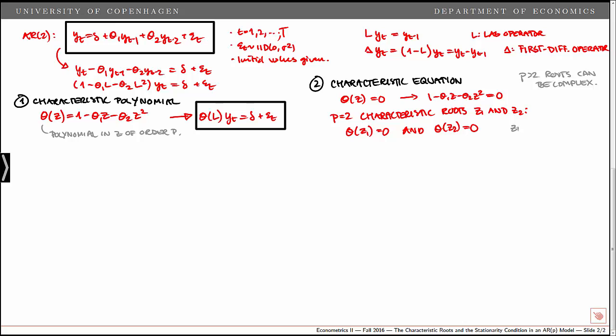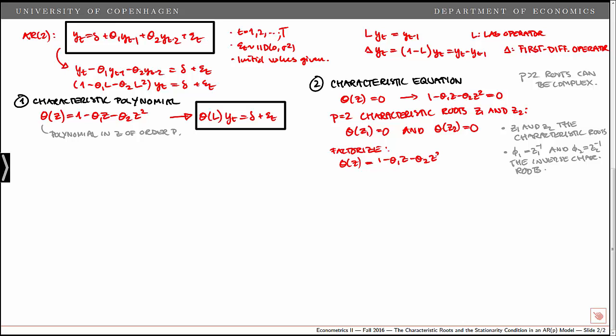Also note that we call z_1 and z_2 the characteristic roots, but we could also define phi_1, which is the inverse of z_1, and phi_2, which is the inverse of z_2. So these are the inverse characteristic roots. We can use the inverse roots to factorize, so we can write the characteristic polynomial theta of z as, first we have the definition from before, but we could write that in terms of the inverse roots. So we have (1 minus phi_1 z)(1 minus phi_2 z). This is just a factorization of the polynomial.